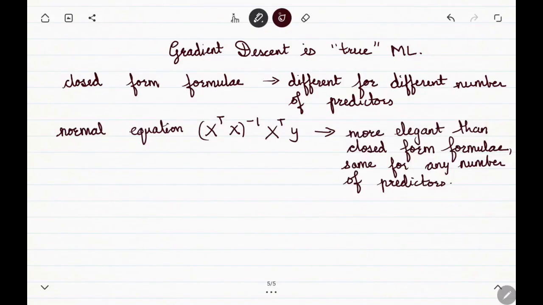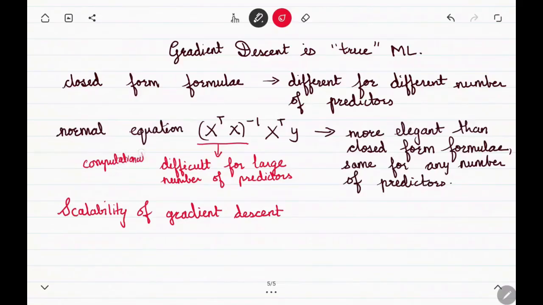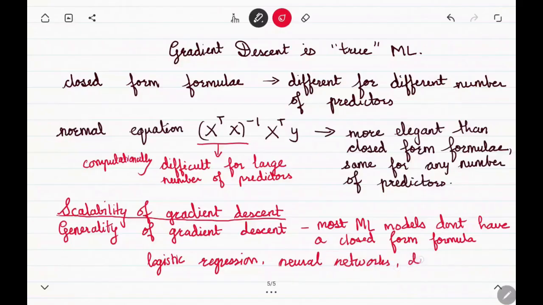But gradient descent is truly machine learning because, first, of scalability. In the case of the normal equation, we have to invert XᵀX. That is numerically expensive, and as our number of features increases, it becomes more and more computationally difficult. In gradient descent, we don't have to take any inverse. Second is generality. Most real ML models do not have neat closed forms. Gradient descent and its variants extend to logistic regression, neural networks, and far beyond to other deep learning algorithms.